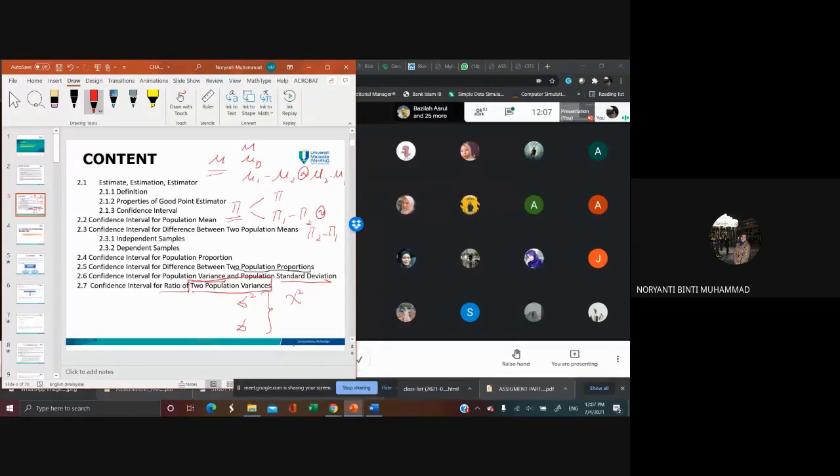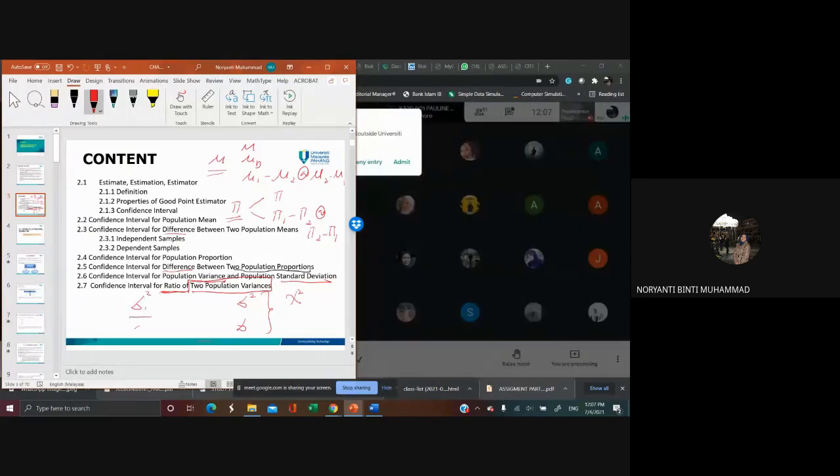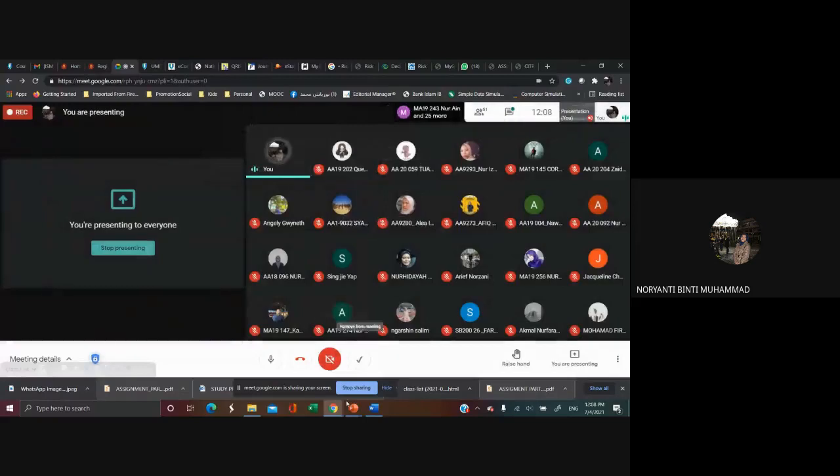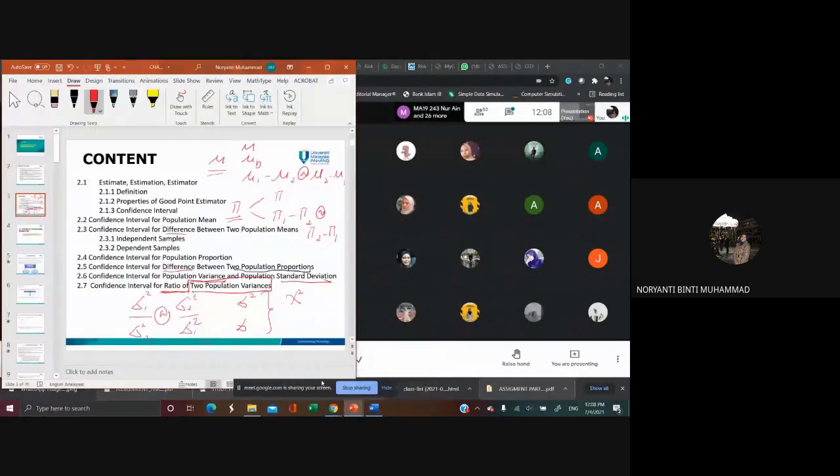So you can see that for the mean we have a difference, for proportion we have a difference, but for variance we have a ratio: either sigma 1 square divided by sigma 2 square or sigma 2 square divided by sigma 1 square. It depends on the question as well, which one comes first, but you must be clear on this. Here you will use the F table. The objective is still similar: you want to find the confidence interval, either two-sided, or upper bound or lower bound.